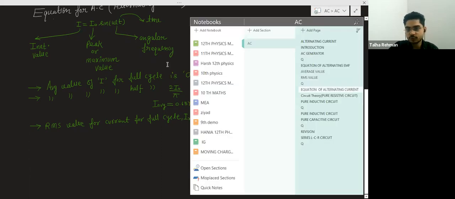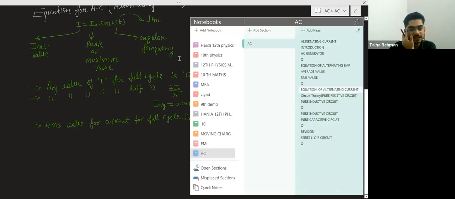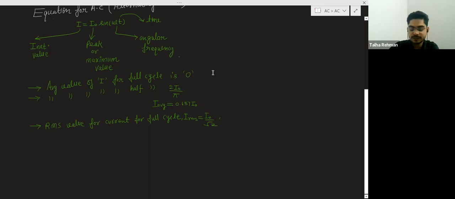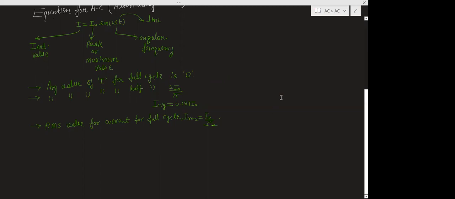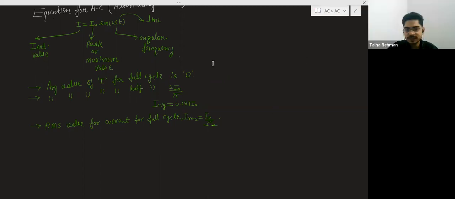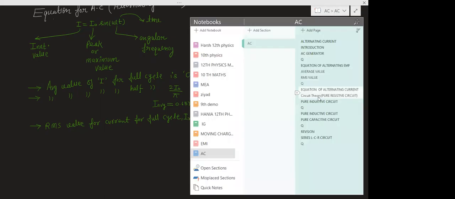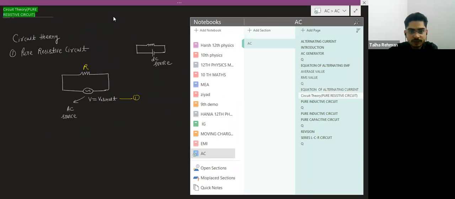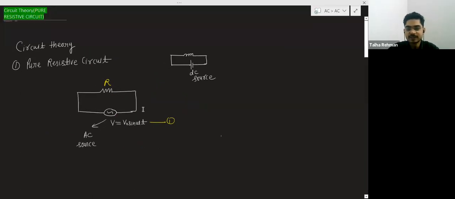So basically today we will discuss the AC circuits. AC circuits means we will connect a resistor first with an alternating voltage. With alternating voltage we will connect resistance, we will connect inductor, we will connect capacitor, and we will see in the AC circuit what are the results of the EMF and the current. So basically we will discuss today this circuit theory.